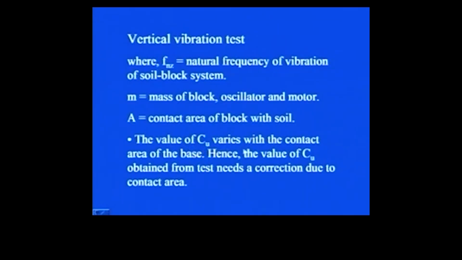The value of Cu varies with the contact area of the base. As you have seen in the expression of Cu, area was coming, mass was coming. So all these are the factors on which this Cu value will depend. Hence the value of Cu obtained from the test needs a correction due to contact area. See, this Cu is the property of the soil, that is, the equivalent soil spring constant. So that should be independent of this contact area. So to make it independent of the same, some corrections are to be made.